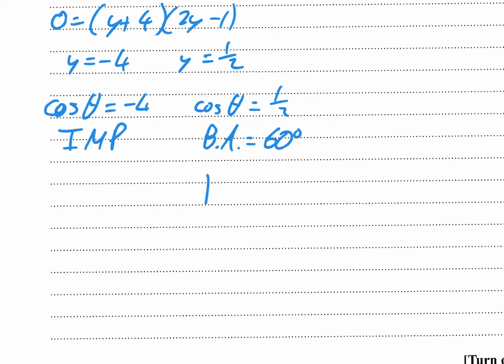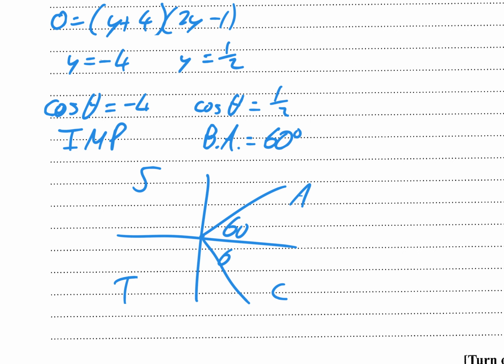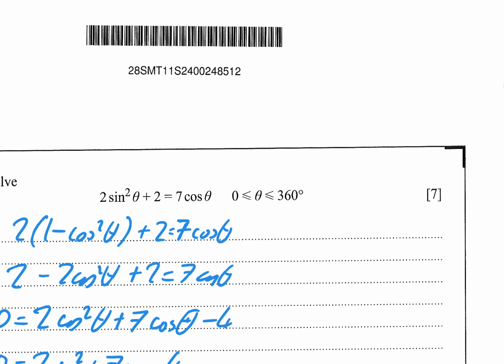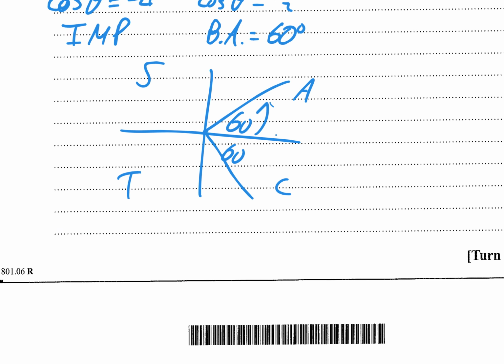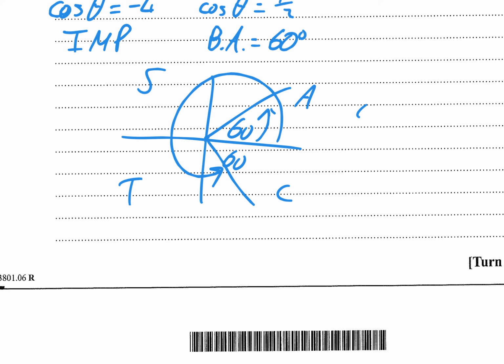Now we're doing our CAST diagram. And it's positive, so it's in here or in here. 60, 60. What was my range? I forgot my range. 0 to 360. So it's going to be 60 degrees or 360 shy of being 360. So 60 degrees or 300 degrees.